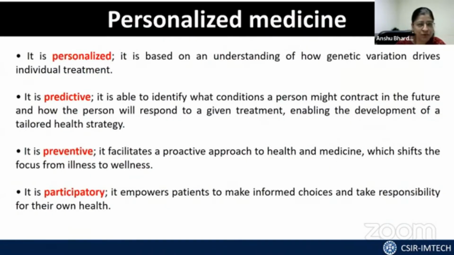Now, I would like you to think about why this is important. Because these are basically the 4 tenets of personalized medicine. Personalized, as in you need to know how genetic variation drives individual treatment. It has to be predictive. One should be able to identify what kind of disease condition one is predisposed to. It should be preventive. If I know that somebody is predisposed to diabetes at the age of 30, lifestyle changes can be introduced and the person may not manifest the disease at all. And it should be participatory, like the patient has to have informed choices and take responsibility for their own health.